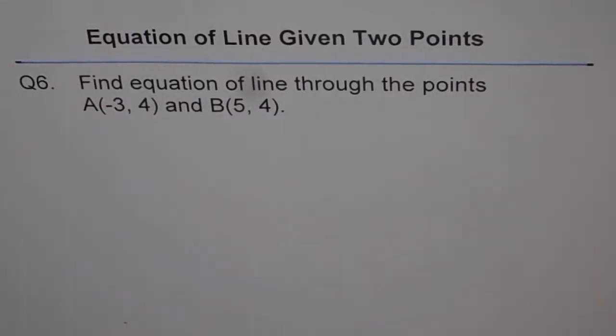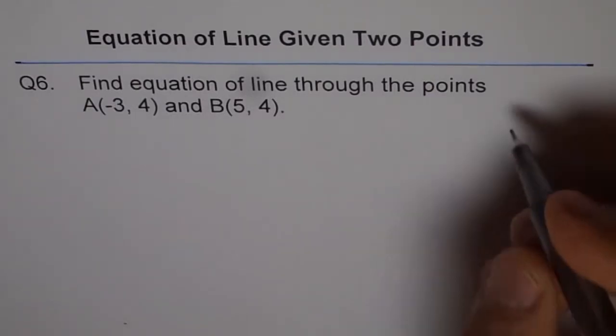Equation of line given 2 points. This is question 6 of our set of 11 questions. Question 6. Find the equation of the line through the points A (-3, 4) and B (5, 4). So let's try to sketch it.